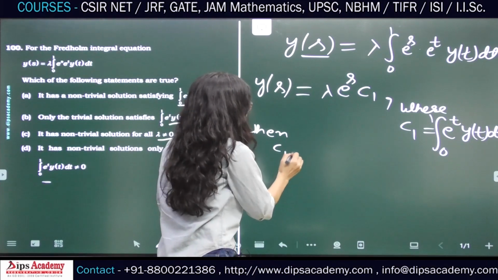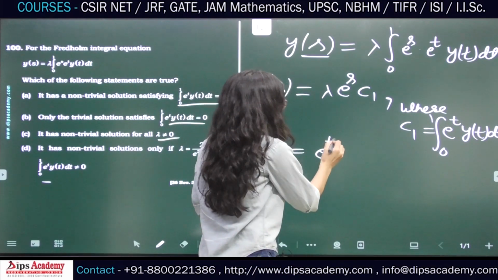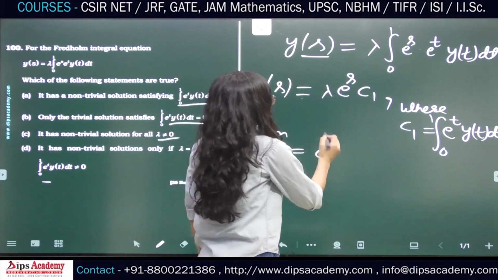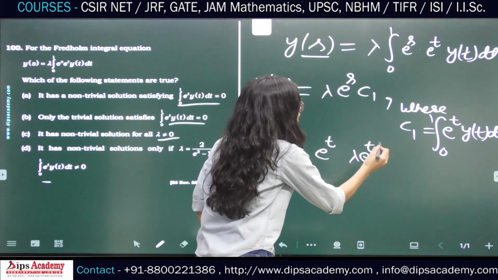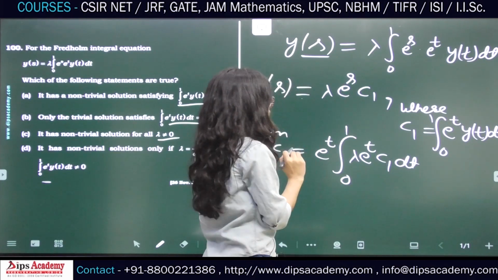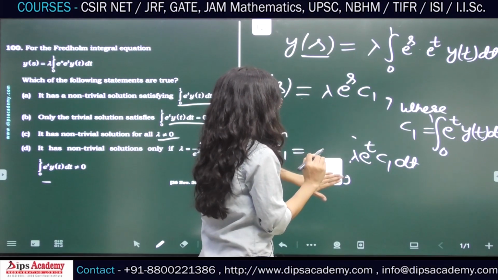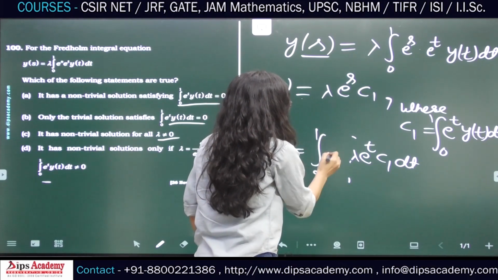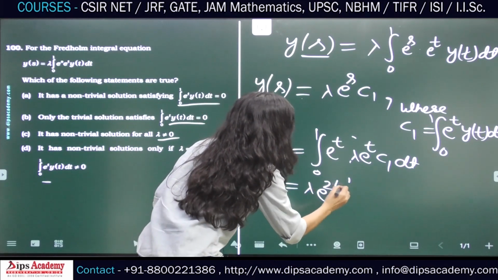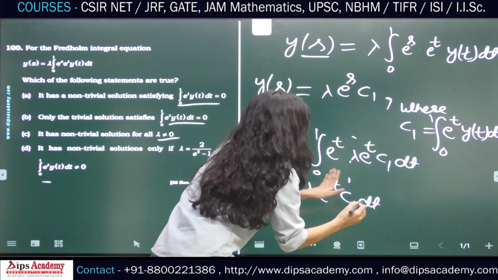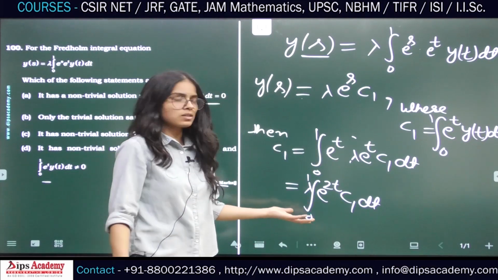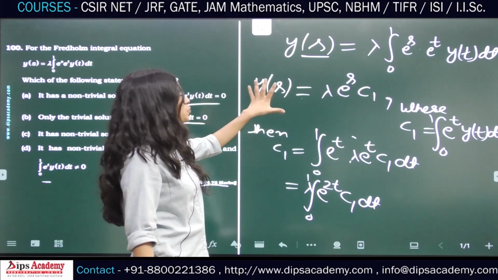So c1 is the integral of e power t times y of t. What is y of t? Using y of s, y of t will be lambda e power t c1. Under the integration sign, from 0 to 1, e power t times this gives lambda e power 2t c1 dt from 0 to 1. We'll solve this integration and put it back.